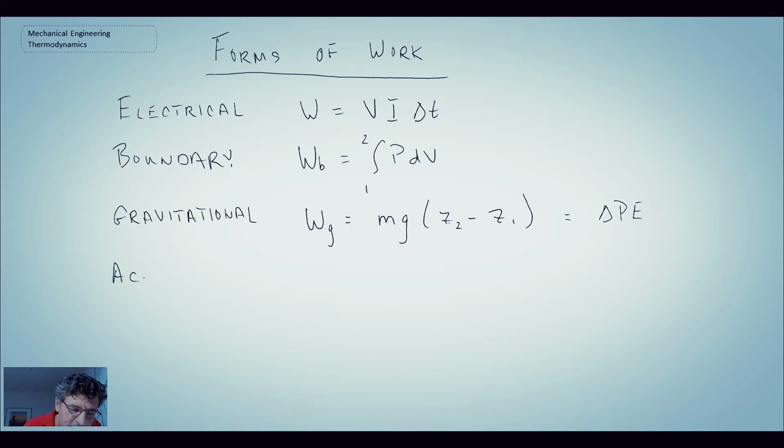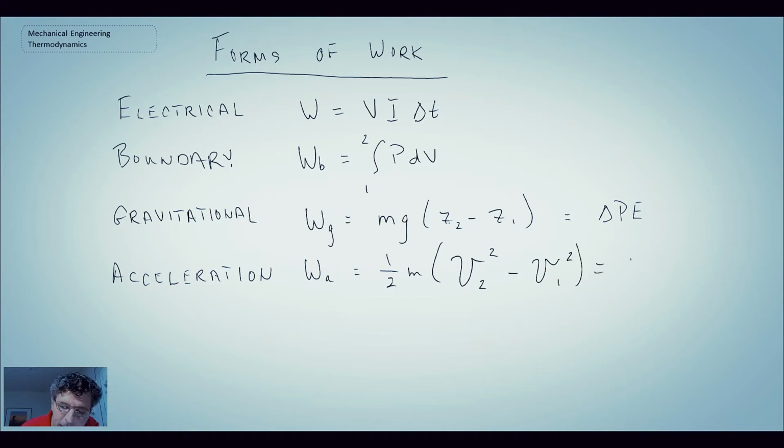Acceleration: when we change the velocity of a system, we are doing work, and that work is expressed as the change in kinetic energy of the system. So you could have this as being 1/2 times the mass times the velocity at state 2 squared minus the velocity at state 1 squared. And that would be equal to the change in kinetic energy of your system.